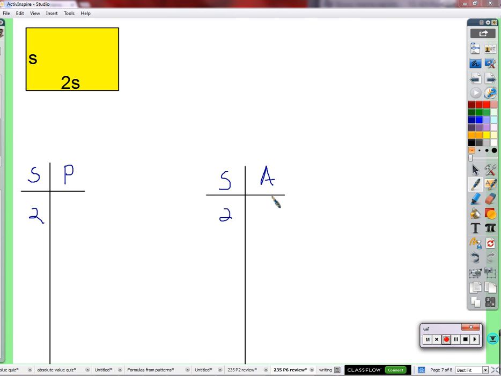So if S is 2, then how long is this side? This side's 2, this side's 4, this side's 2, this side's 4. So what's the perimeter? 12. Just add up all the sides, right? Or 8 plus 4, just 2 of these plus 2 of these. What's the area?